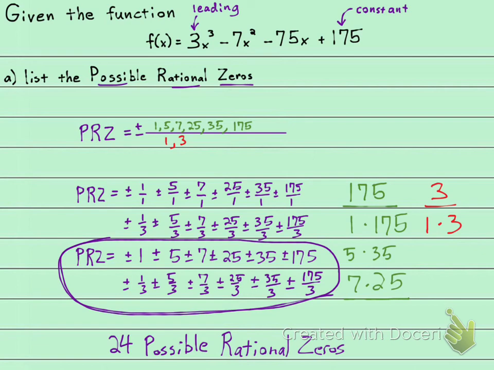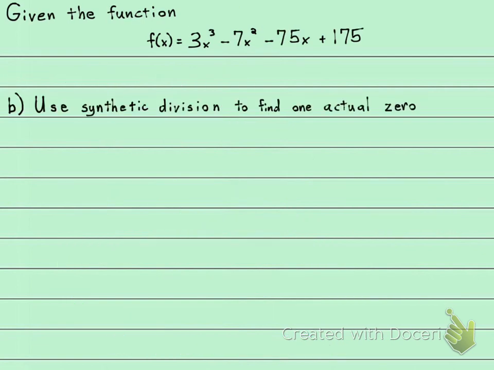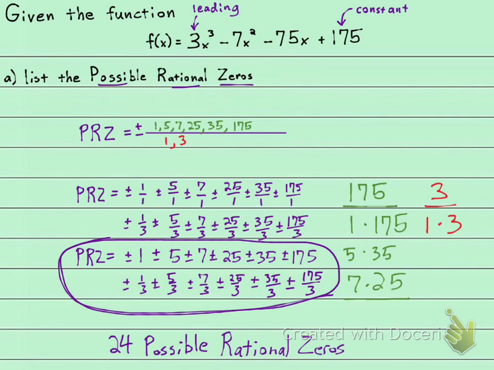Now part B of this problem is going to ask you to use synthetic division to find one actual zero. So there's 24 possibilities. It might take a while. Hopefully we'll hit one within the first few tries.